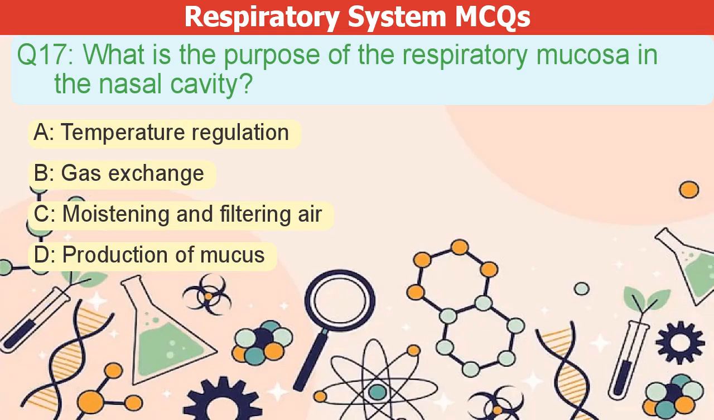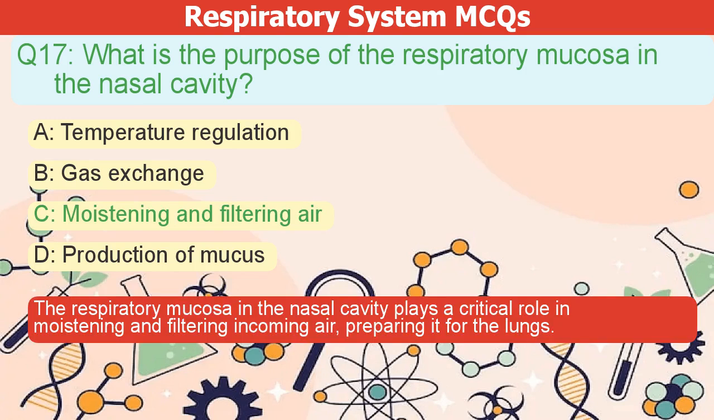What is the purpose of the respiratory mucosa in the nasal cavity? A. Temperature regulation. B. Gas exchange. C. Moistening and filtering air. D. Production of mucus. The correct answer is C. The respiratory mucosa in the nasal cavity plays a critical role in moistening and filtering incoming air, preparing it for the lungs.